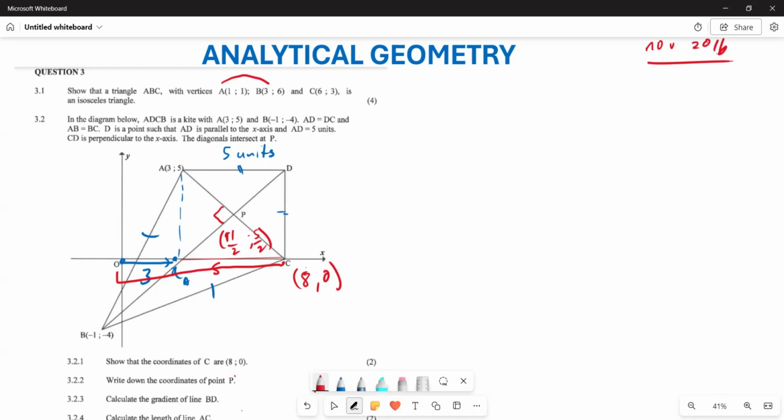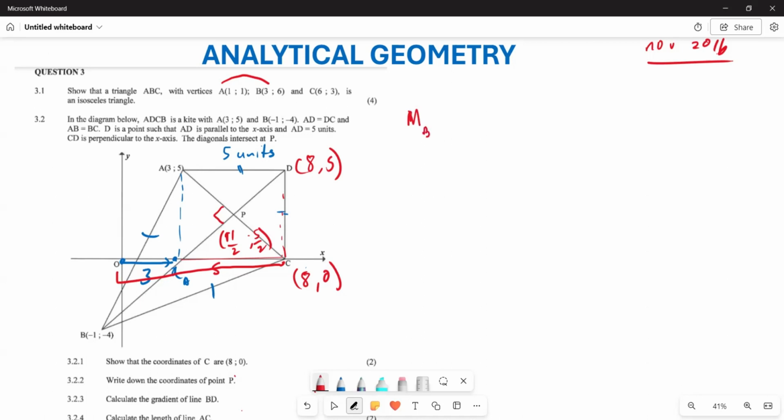I can use two things to calculate the gradient of BD. Firstly I can use my coordinates of D. Remember, the coordinates of D share the same x, which means the x is 8, and it shares the same y, which means your y is 5. Can you see that? So basically those are the coordinates of D. There's no need for us to even calculate. So then I can say my gradient of my what?